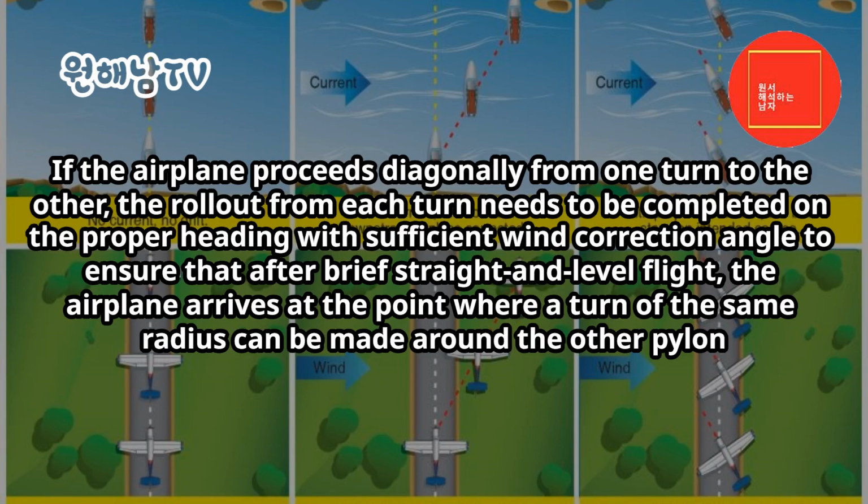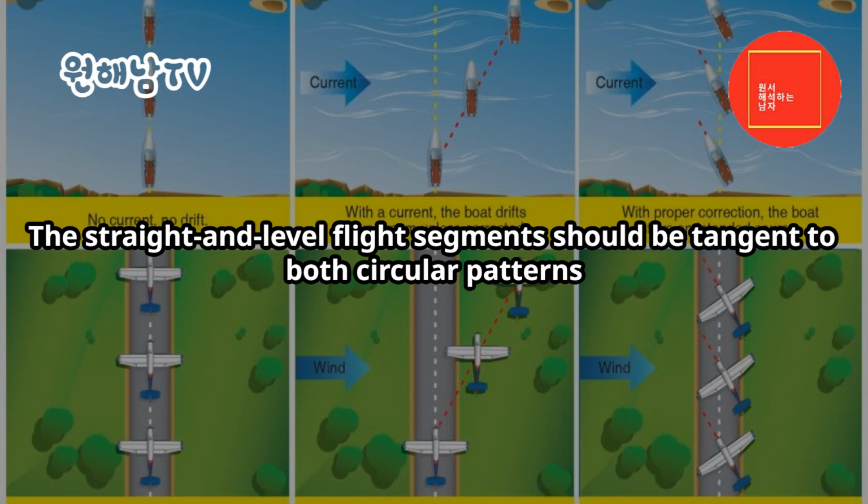If the airplane proceeds diagonally from one turn to the other, the rollout from each turn needs to be completed on the proper heading with sufficient wind correction angle to ensure that after brief straight and level flight, the airplane arrives at the point where a turn of the same radius can be made around the other pylon. The straight and level flight segments should be tangent to both circular patterns.